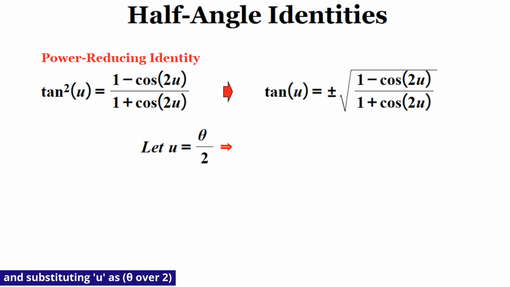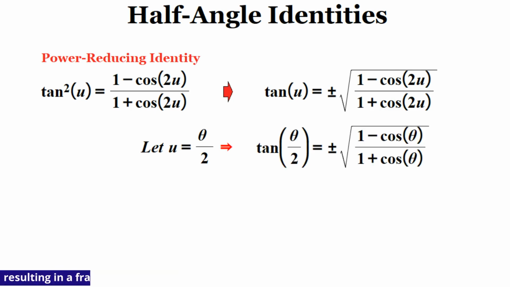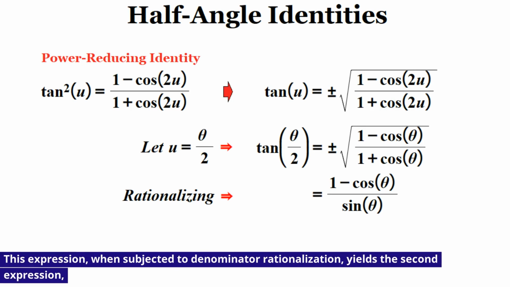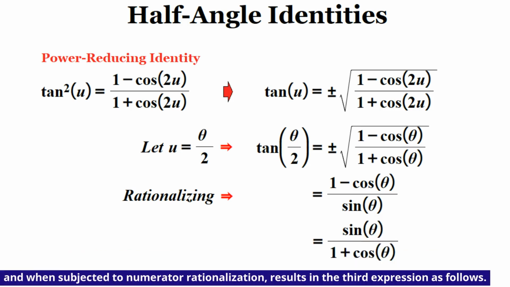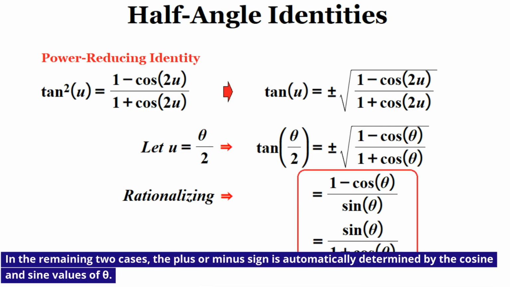And substituting u as theta over 2, resulting in a fraction. This expression, when subjected to denominator rationalization, yields the second expression. And when subjected to numerator rationalization, results in the third expression as follows. In the remaining 2 cases, the plus or minus sign is automatically determined by the cosine and sine values of theta.